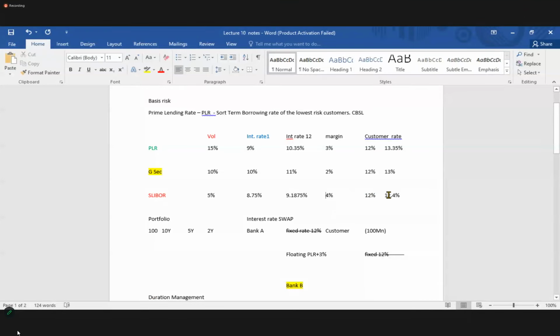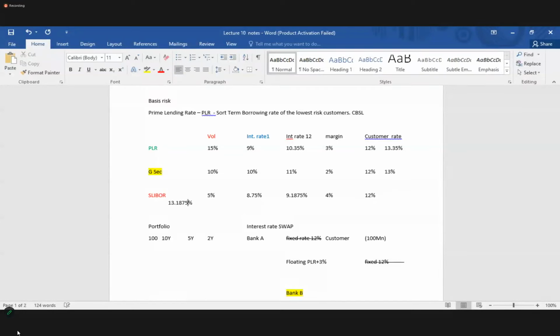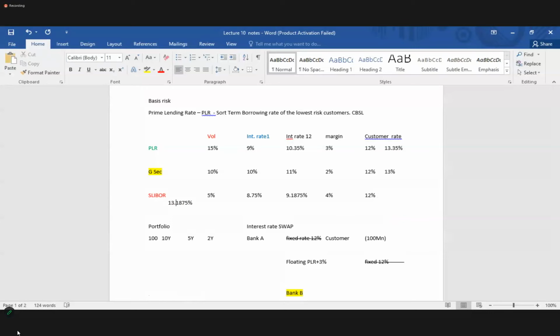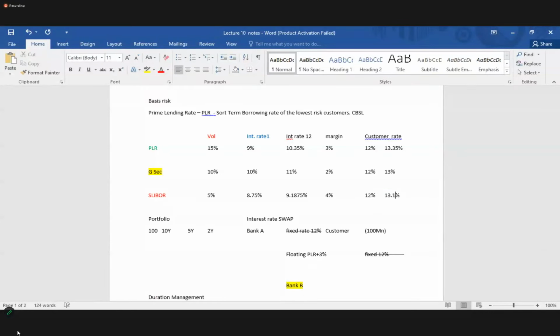If you add a 4% margin to that, what would be the final rate for him? 13.1875, correct? Let's say 13.19. Now see how it has changed. So the absolute rate also matters at the end of the day. This is what I'm trying to say.